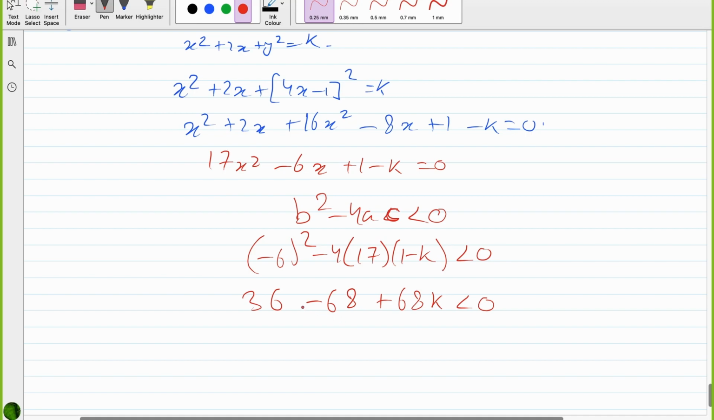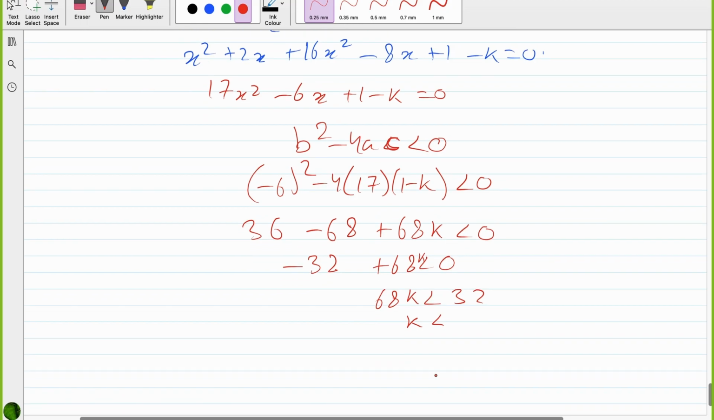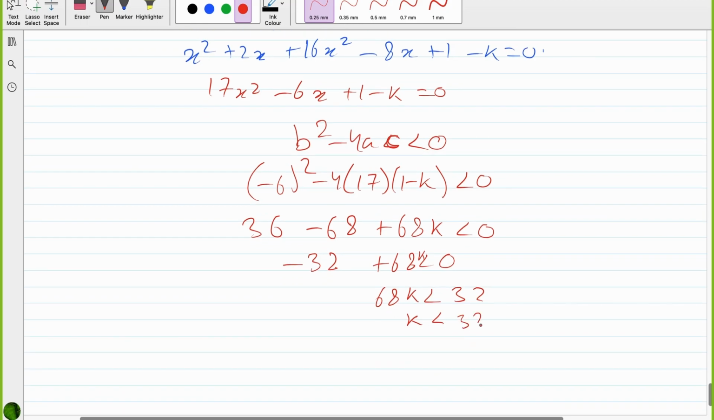36 minus 68, I'm getting negative 32, plus 68k is less than 0. 68k less than positive 32, k is less than 32 by 68, and this is the range of values, which is k is less than 8 by 17.